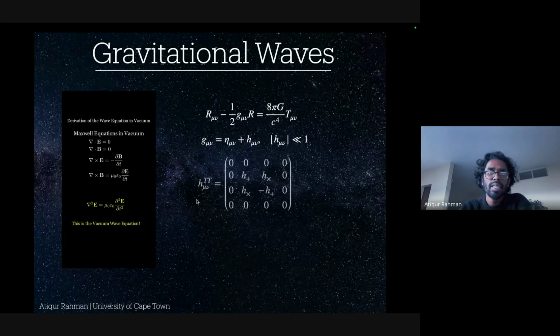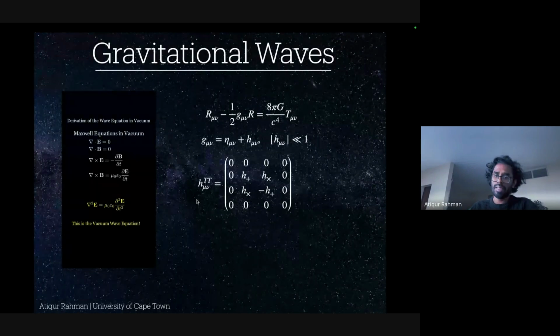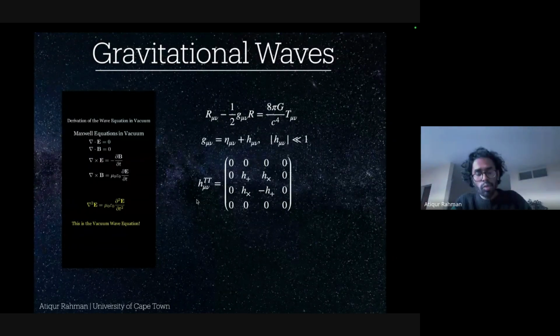So if I change my G mu nu or space-time metric, I can find out a new metric that will have 2 degrees of freedom. One is H plus, another one is H cross, and these are the 2 polarization modes of a gravitational wave. But the point is, we still don't know if it is a wave or not.